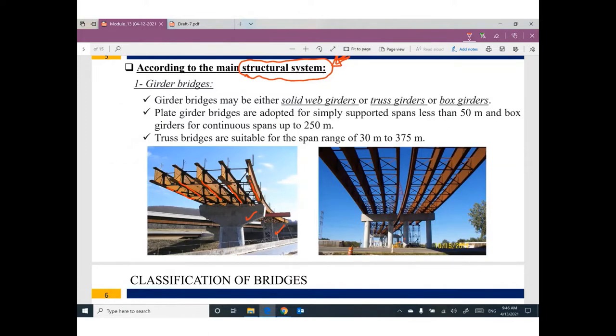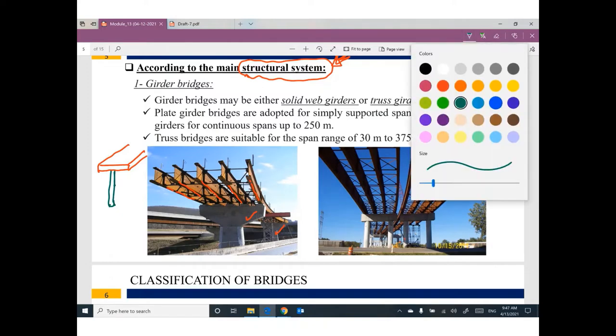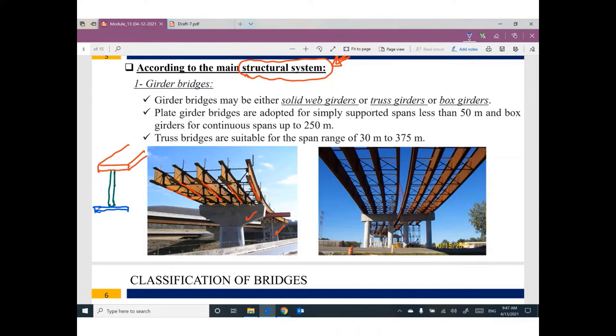By the way, we can construct a girder. We can take a steel plate like this horizontally, and we have another vertical steel plate like this, and we have another horizontal steel plate like this. And we can weld these three plates together to construct a plate girder. It's called a built-up section. Does that make sense?